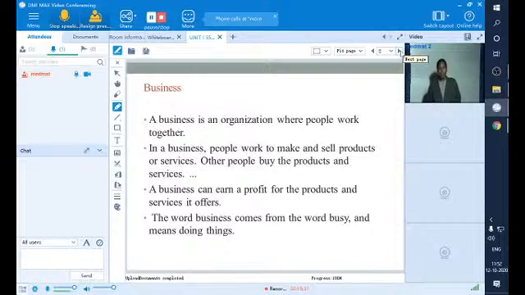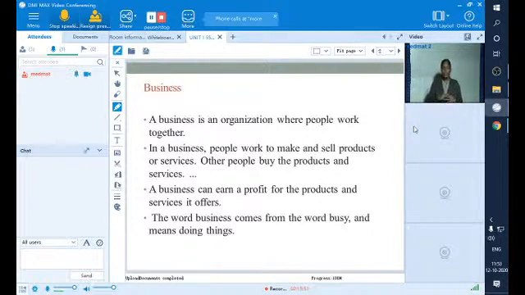The third line: a business can earn profit for the product and service it offers. For what purpose are we going to do a business? We are going to do a business in order to earn a profit. For profit earning, we are going for a business. So a business can earn a profit for the product and service it offers.